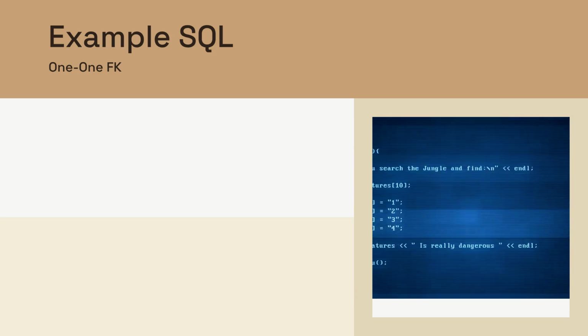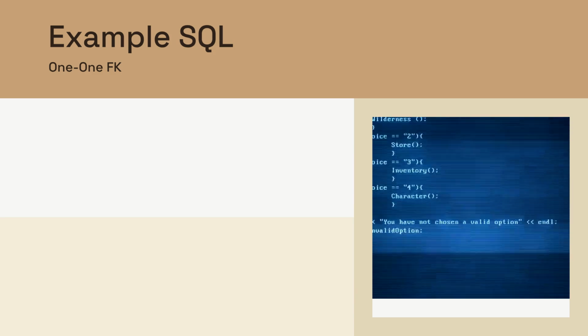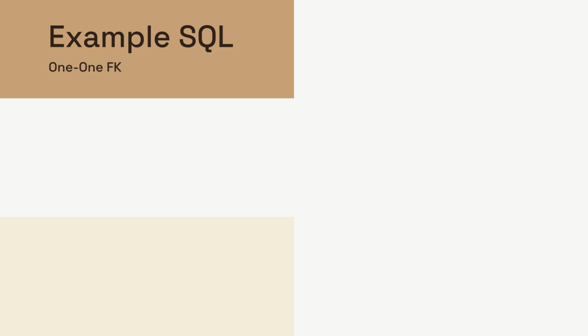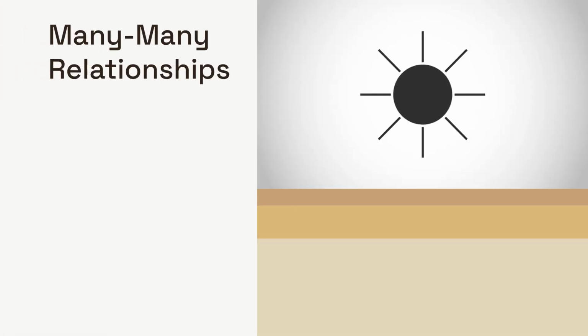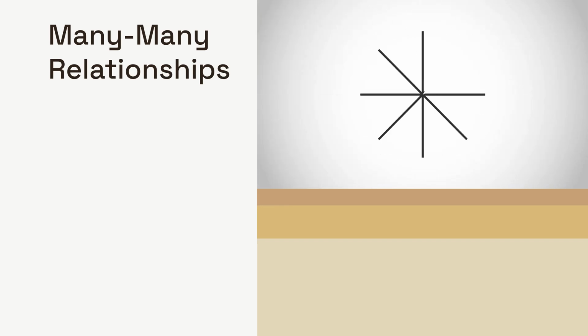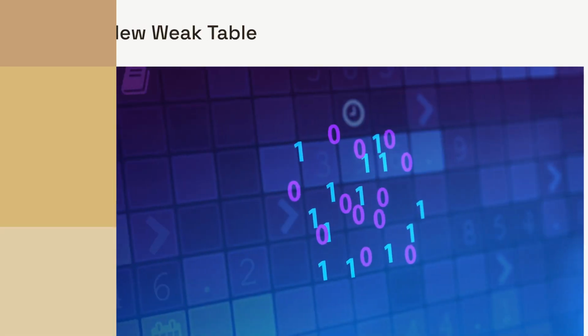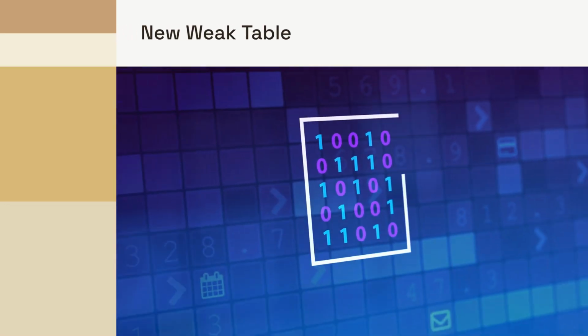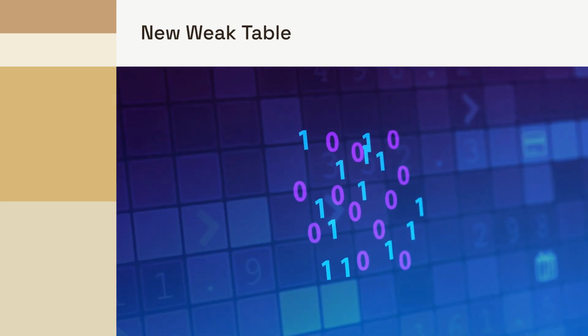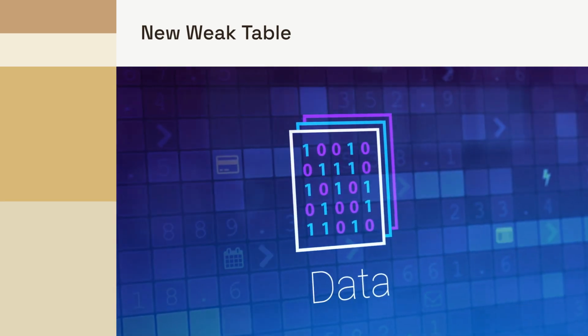For a one-one constraint, the SQL will include unique and not null constraints. Passenger ID int unique not null. Foreign key passenger ID references passenger, passenger ID. Finally, the many-many relationships require a special approach because they cannot be solved with a simple foreign key. A many-many relationship requires the creation of a new intermediary or weak table. This table resolves the relationship between the two entities.